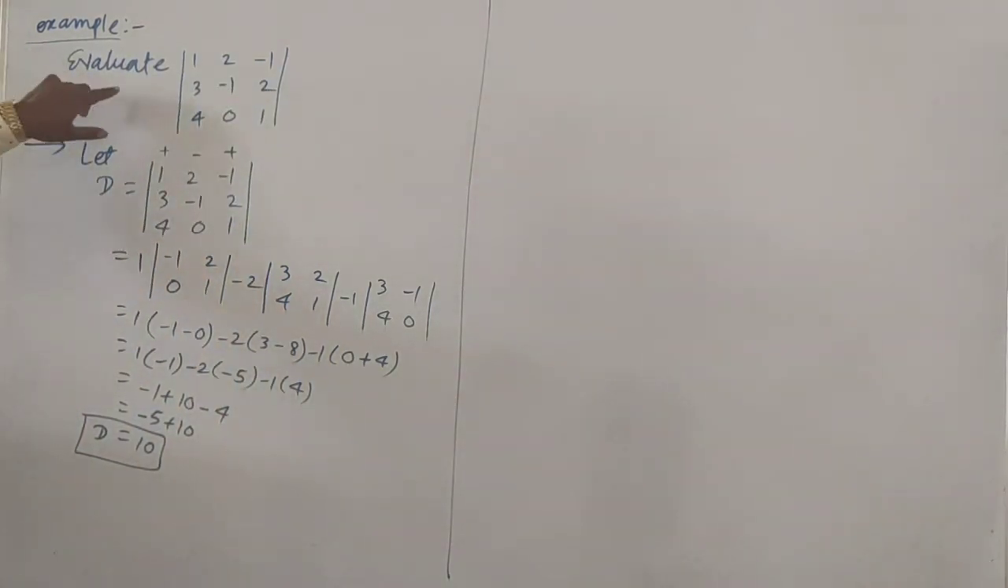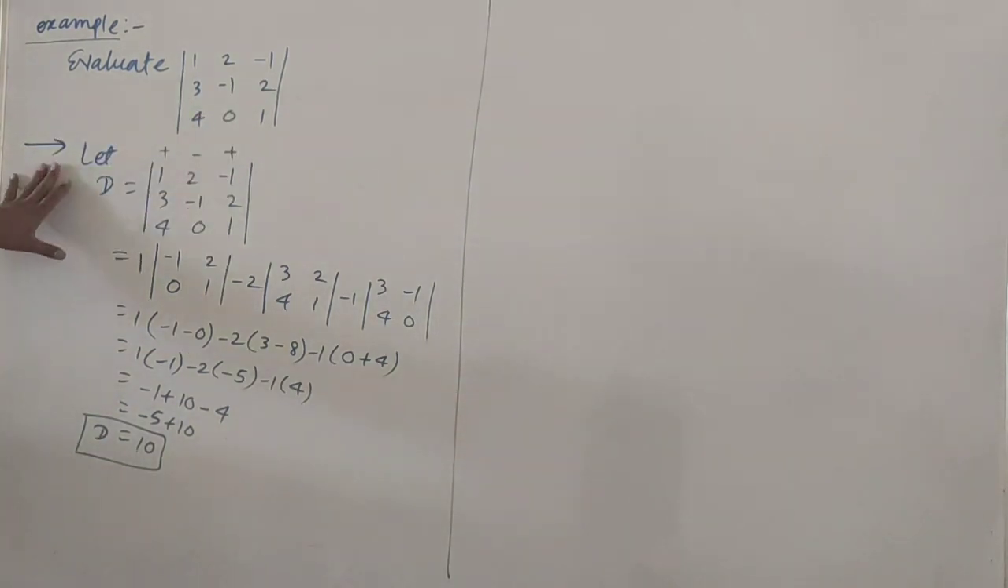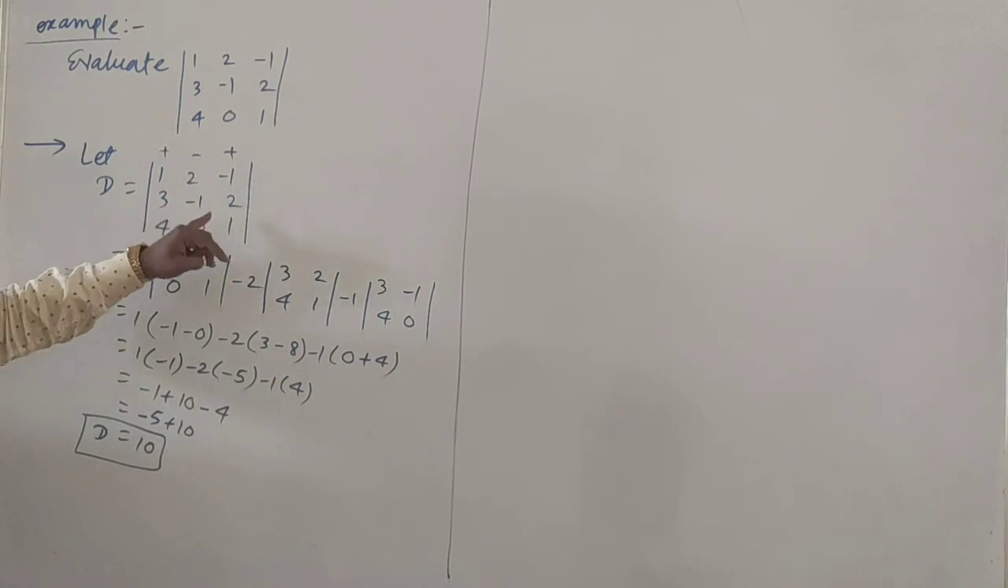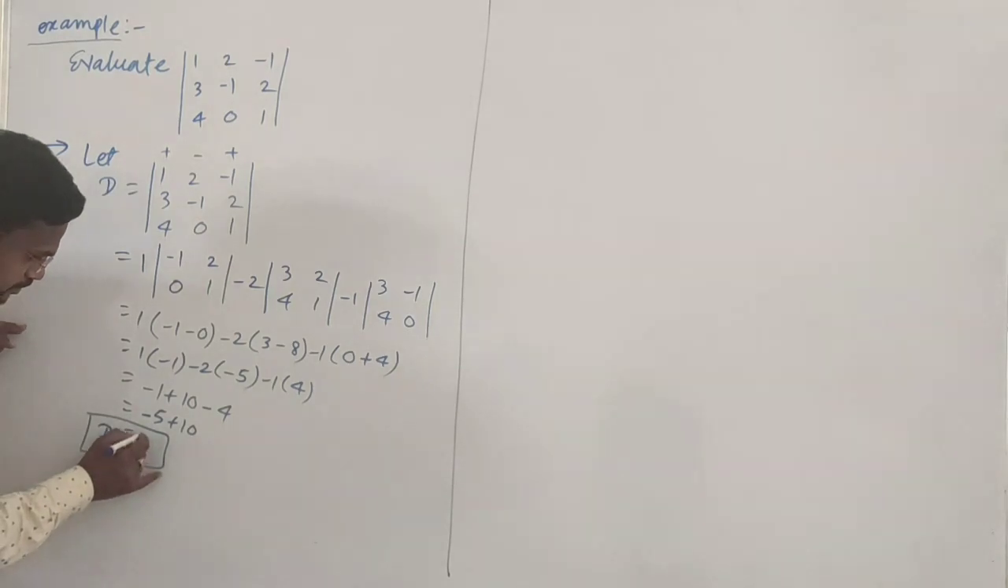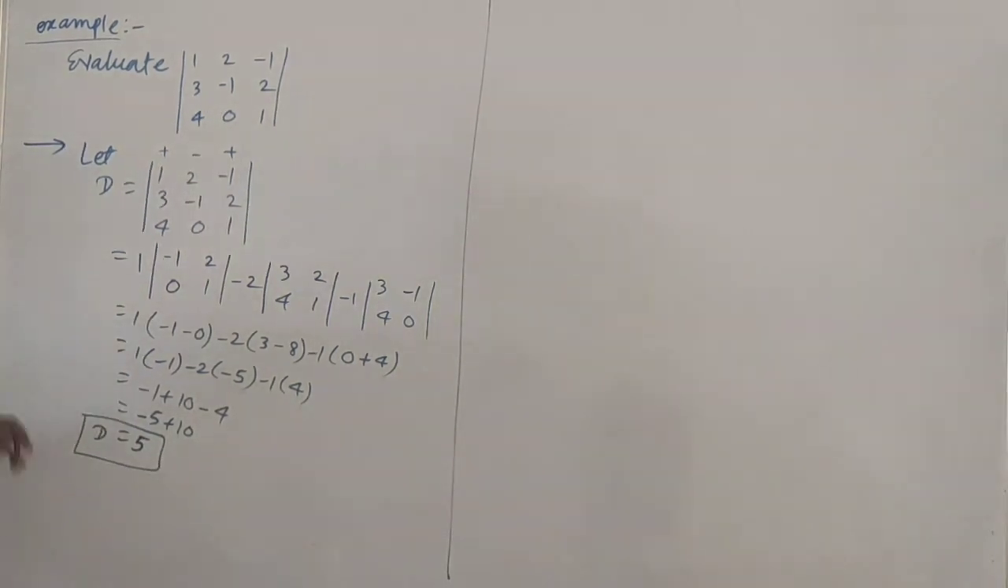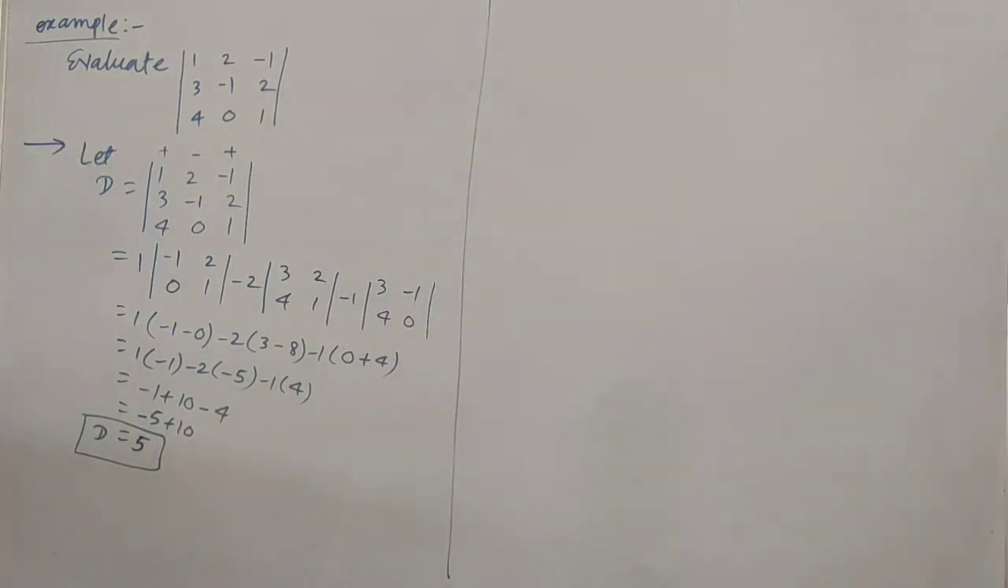Simple example: evaluate the order 3 determinant 1 2 -1, 3 -1 2, 4 0 1. Let D equal to, the sign convention is always plus minus plus. Simplify this, get the answer D equal to 10. D equal to -5 plus 10, that is 5.